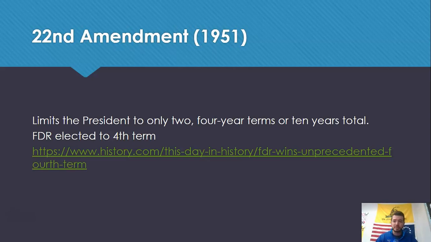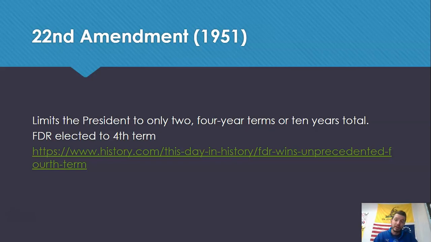Okay, next up is the 22nd Amendment. What this does is it limits the president to only 2 4-year terms or 10 years total. So ever since George Washington was the first president, every president after him only served 2 terms, because he set the precedent that presidents only serve 2 terms in office, 8 years, and then they're done.